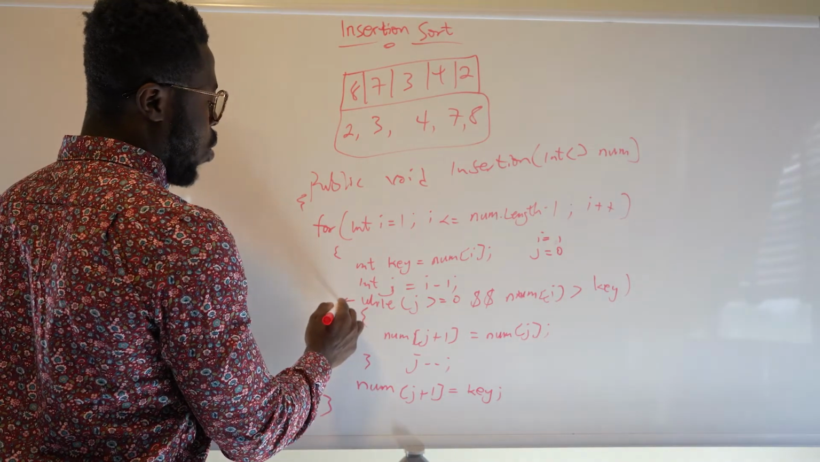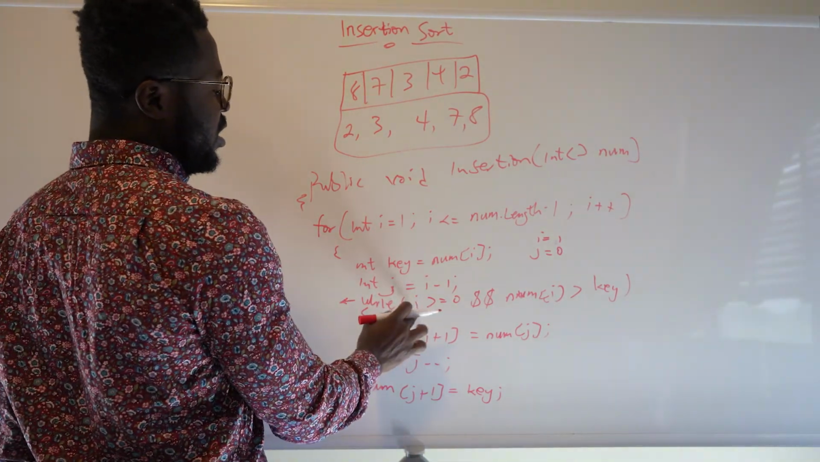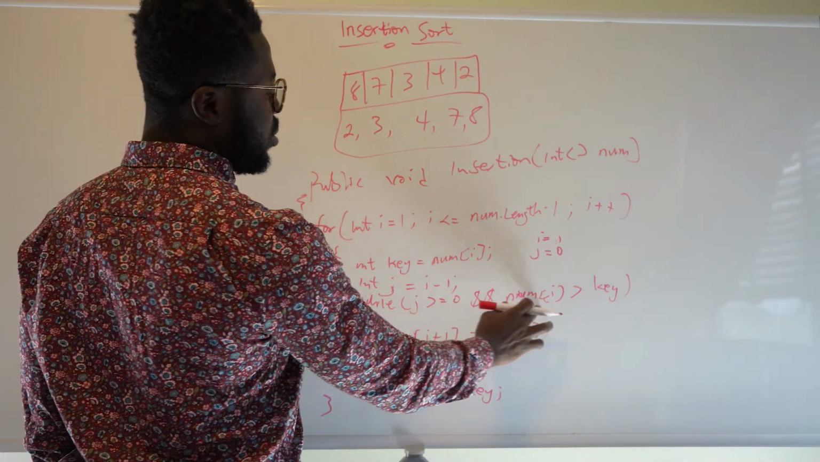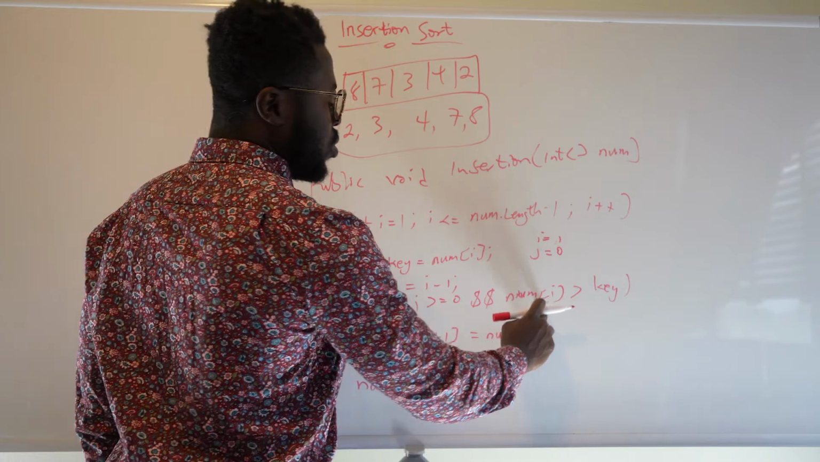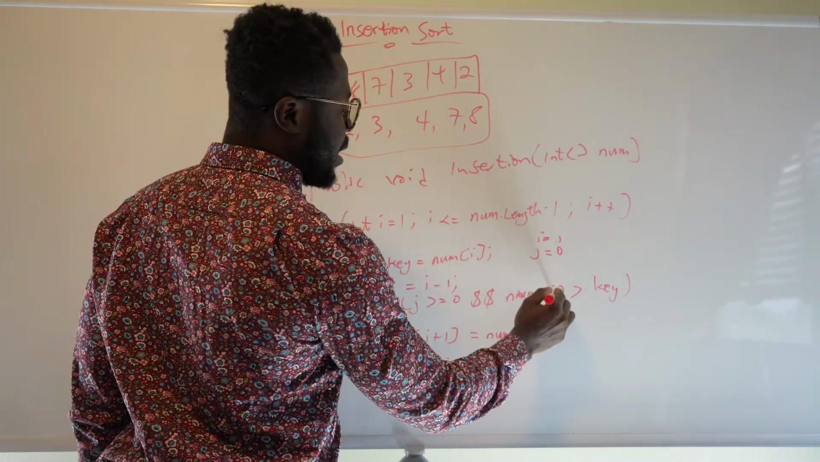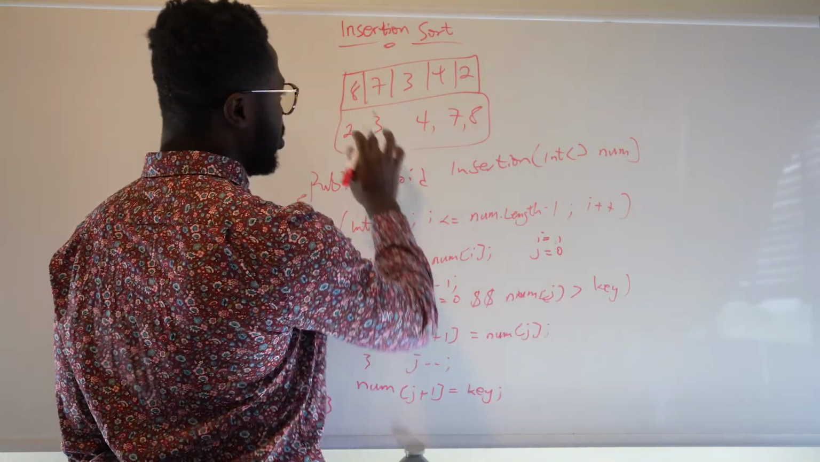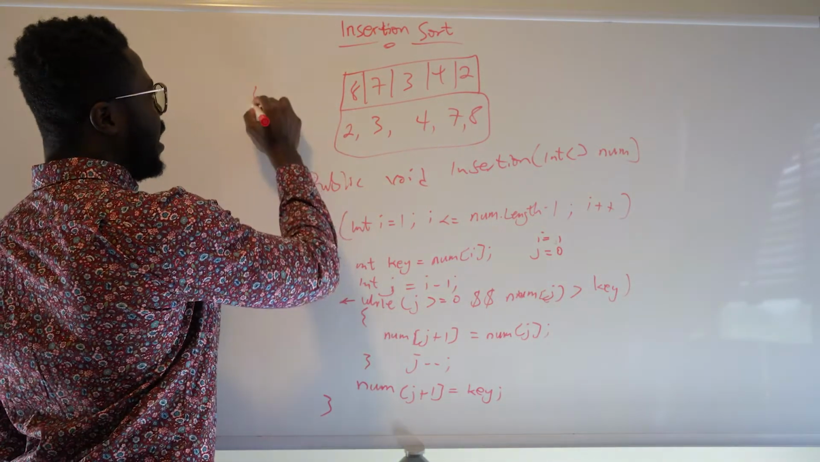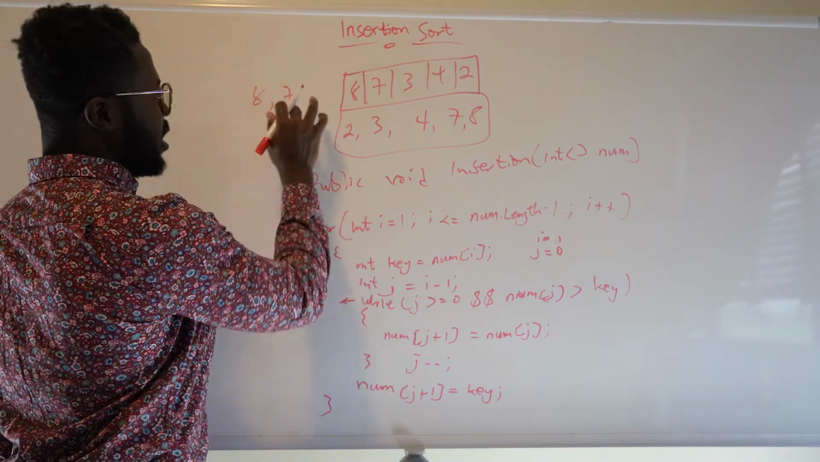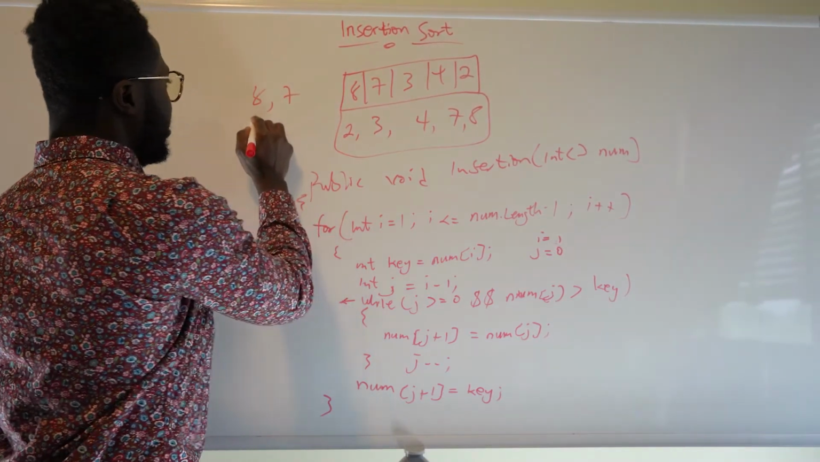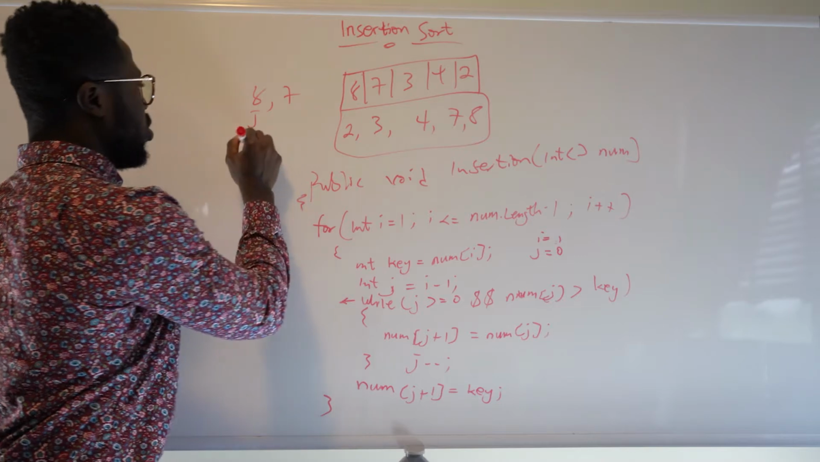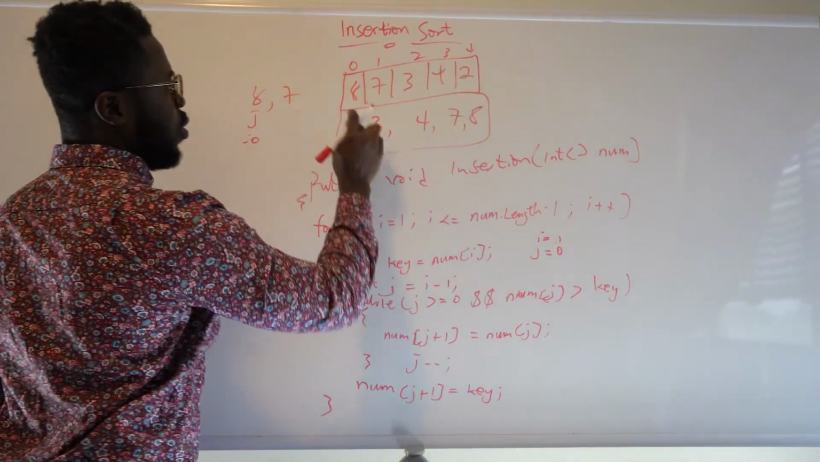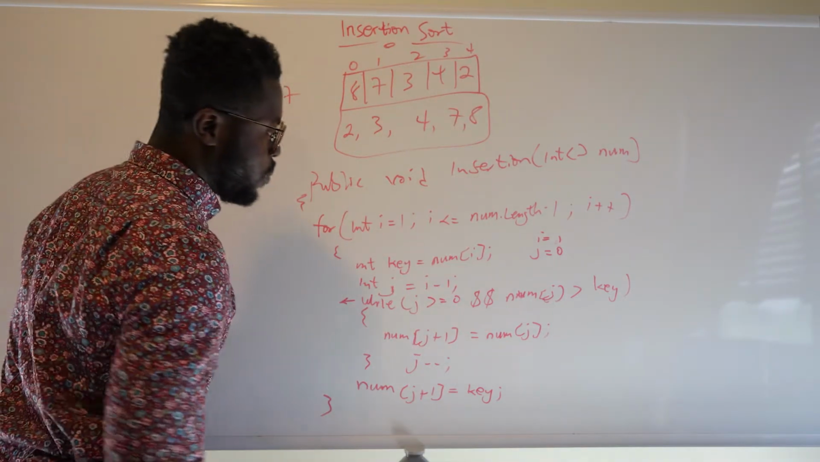Then we come to the while loop. We check j is 0, so it's equal to 0. We come to the next condition, num at j, which is equal to 8, is greater than 7. So 8 is greater than 7. This is j for now, and it's 0, right? The indexes are 0, 1, 2, 3, and 4.